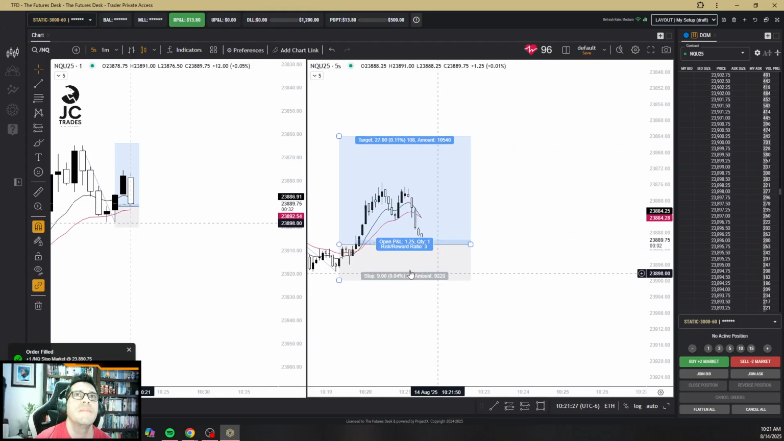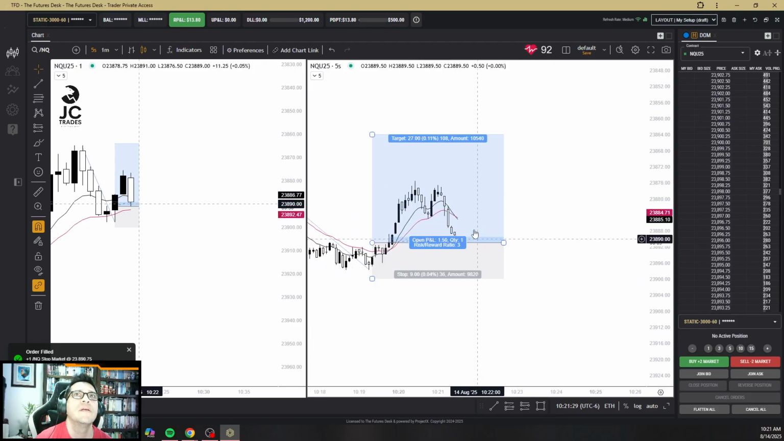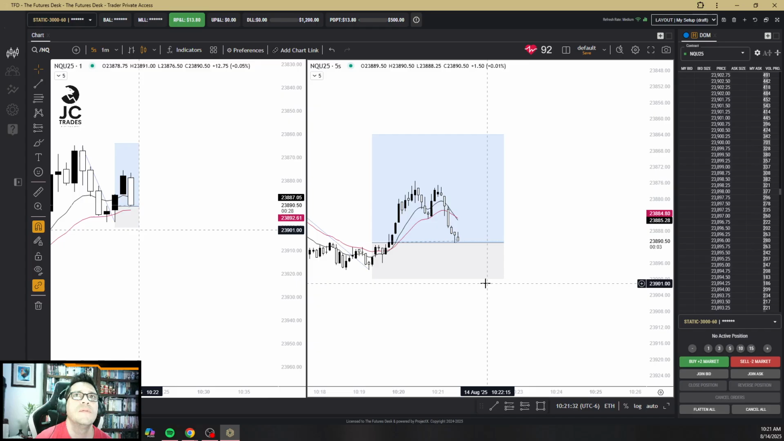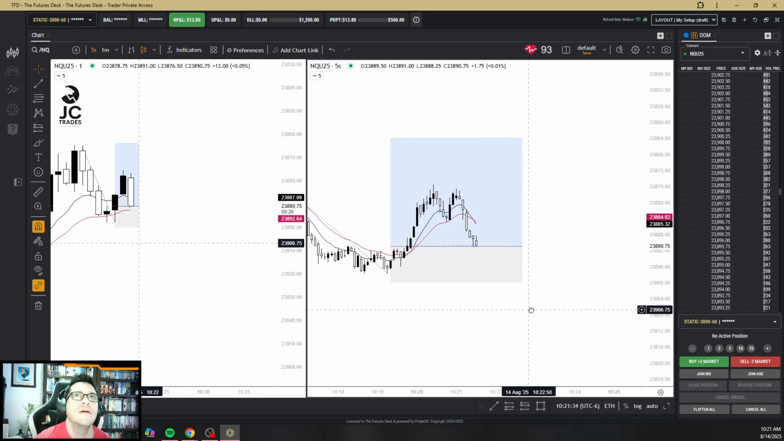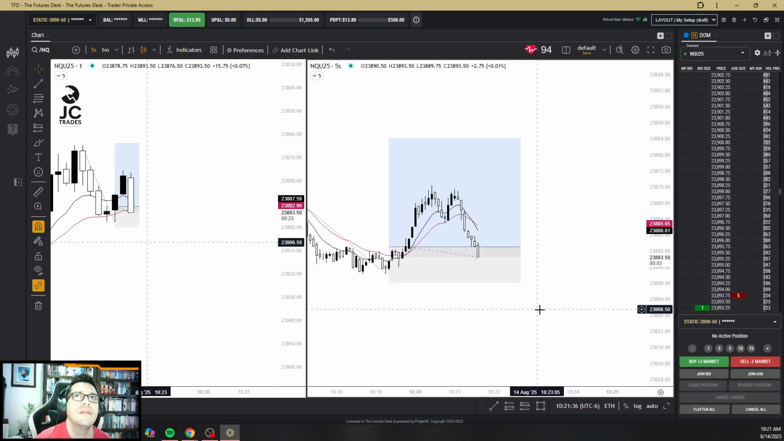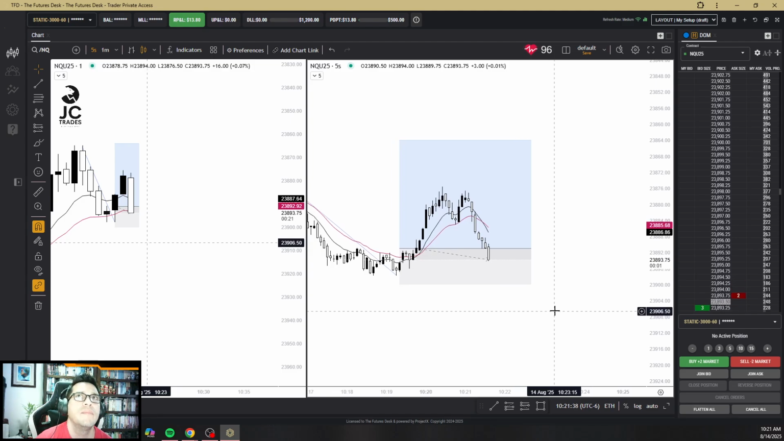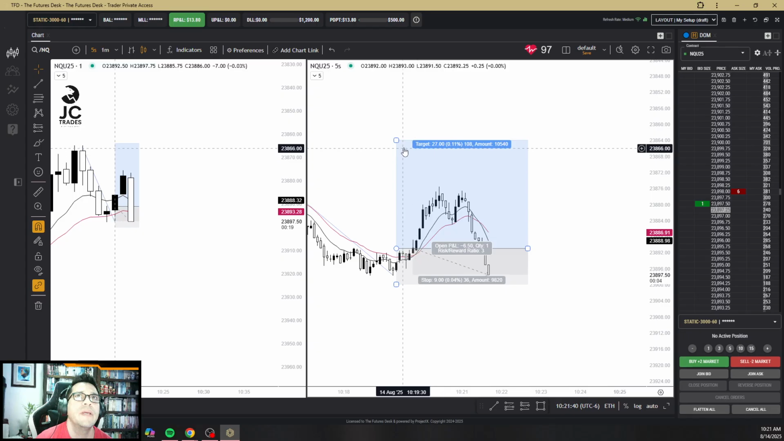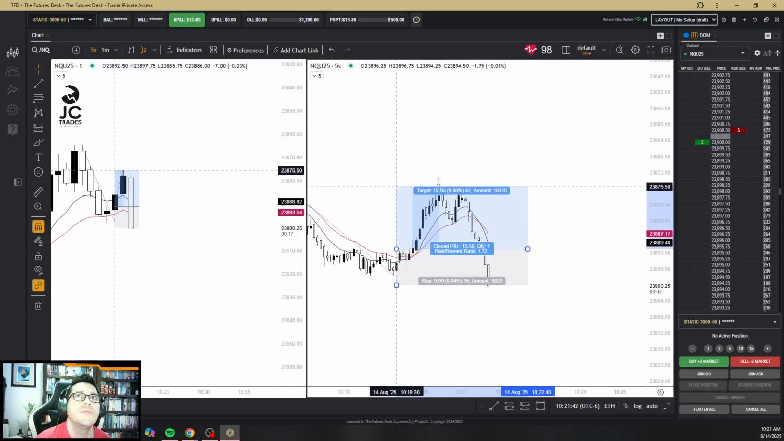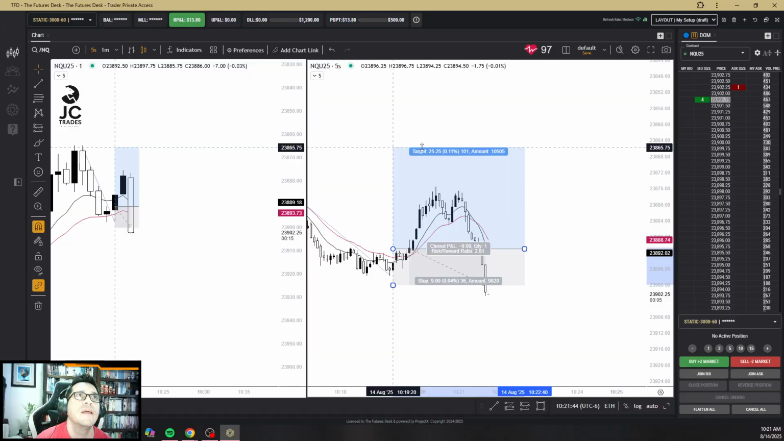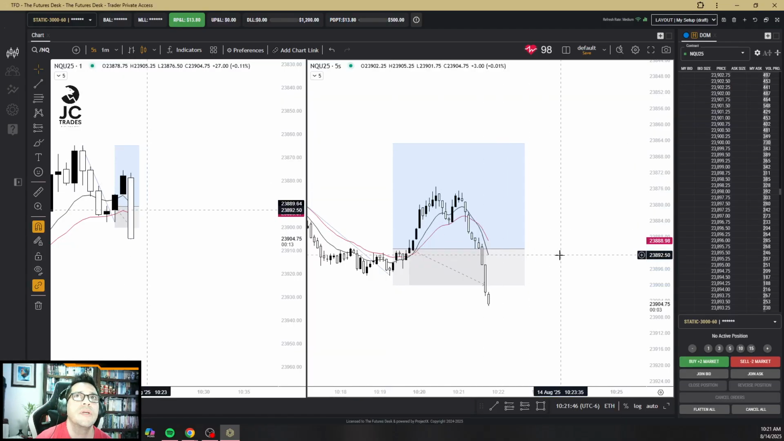So price came back all the way down to our entry point. So unfortunately, we did not get the move there at this time. The one that we were expecting, this trade made up to 1.7 R and then came back to break even and then completely failed.